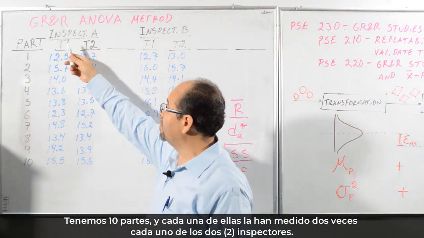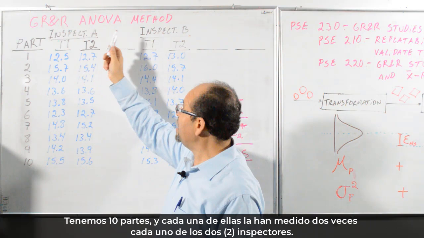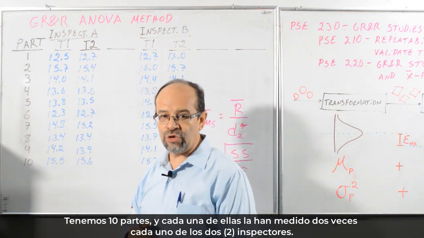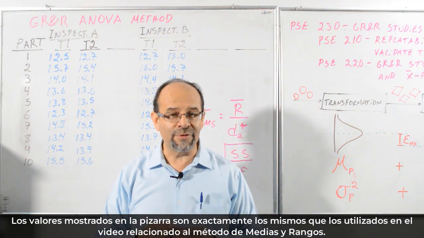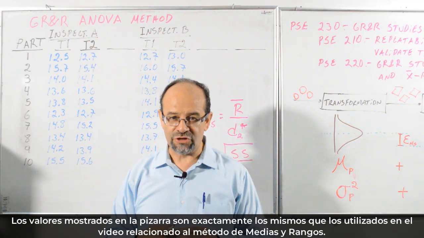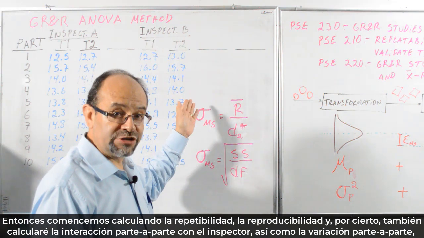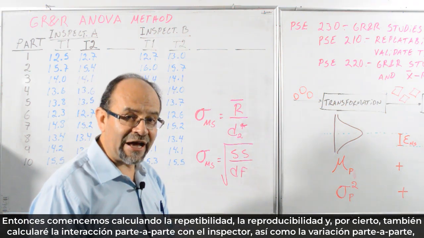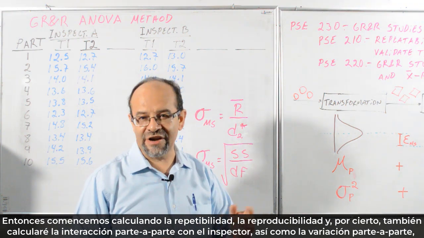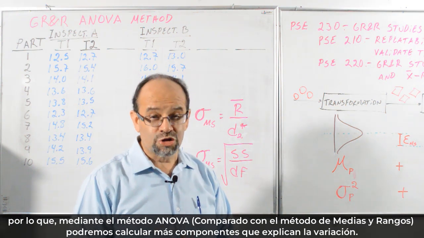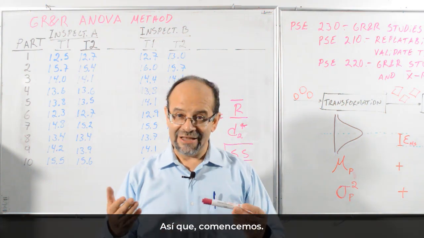I have 10 parts, and those parts are measured twice by each of the inspectors, and I have 2 inspectors. These numbers are exactly the same numbers that I used in that example for the means and ranges method. Well, let's start to calculate the repeatability, the reproducibility, and also the interaction between part and inspector, and the part to part variation because of the parts. So there are more components that I can get from the ANOVA method. Well, let's start.